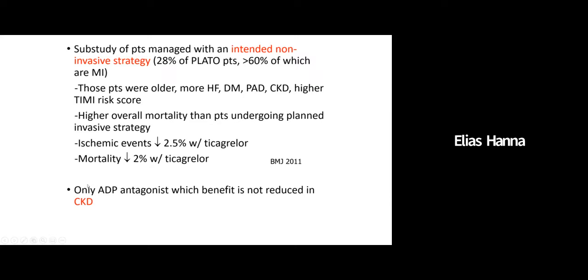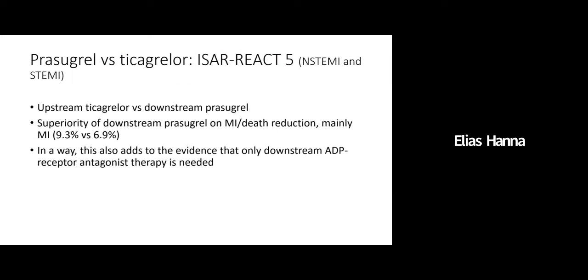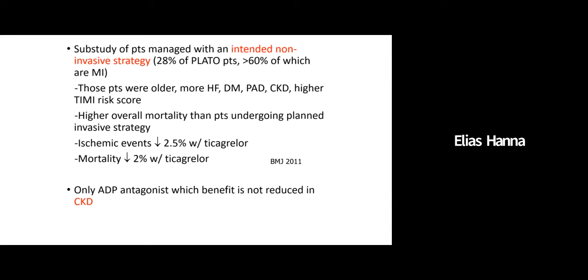Also, it's the only ADP antagonist whose benefit was not reduced in CKD. Both prasugrel and clopidogrel's benefit is reduced and attenuated in CKD. Ticagrelor, on the other hand, has a similar benefit in CKD and non-CKD patients based on sub-studies of Plato. Now, it does seem, based on what I'm mentioning, that ticagrelor is maybe the more interesting drug compared to prasugrel, if you want to choose one of the potent ones. That has been the attitude for 10 years.